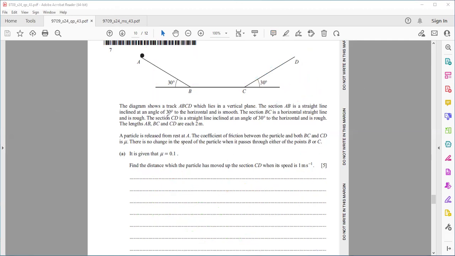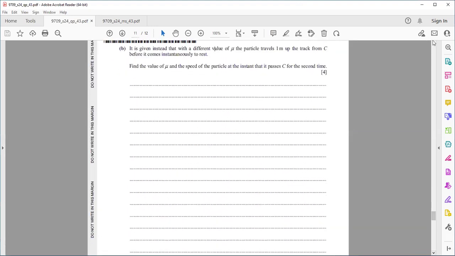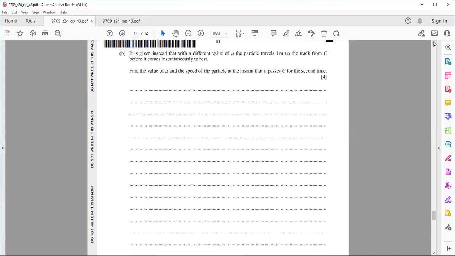The second part of the question is: it is given instead that with a different value of mu, the particle travels 1 meter up the track from C before it comes to instantaneous rest. Find the value of mu and the speed of the particle at the instant that it passes the point C for the second time. So remember that we have to find up to 1 meter height.